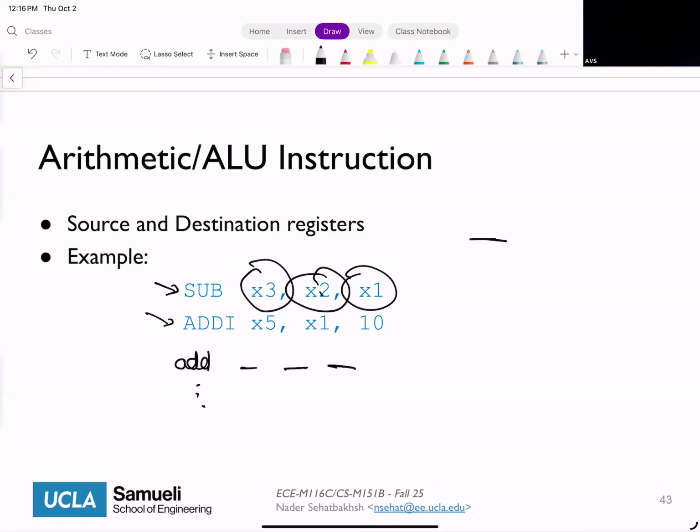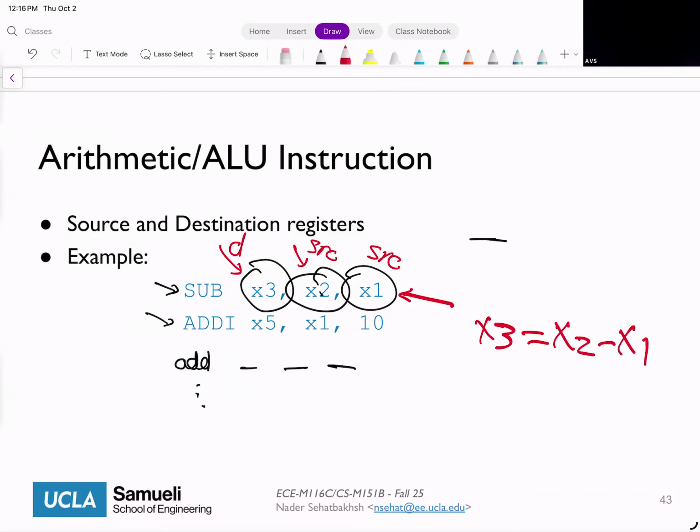And then we have the destination register, the register that saves the data. So in RISC-V terminology and syntax, this is your destination register, this is a source register, and this is also a source register, okay? The rightmost ones are your operands. The first one is saying that x3 is equal to x2 minus x1. And this one is saying that x5 is equal to x1 plus 10.